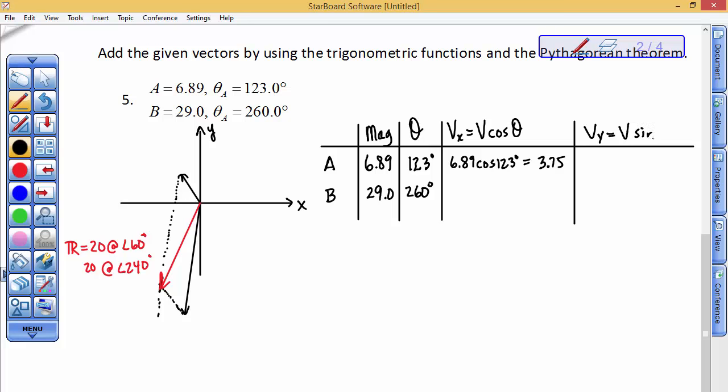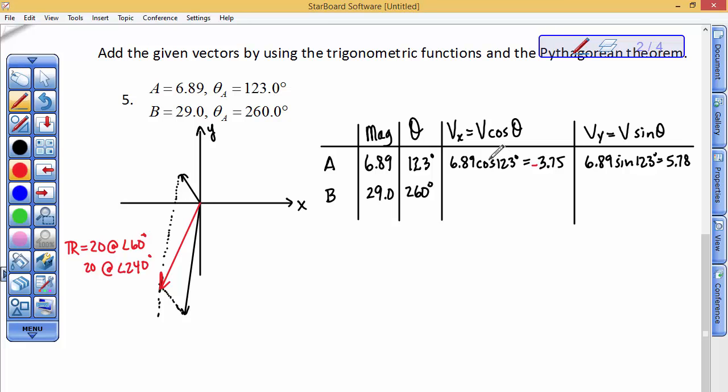To get the y component, you'll take the magnitude of the vector times the sine of the angle. So you would take 6.89 times the sine of 123 degrees and get a value of 5.78. And I apologize, looks like I forgot my negative sign right here on this 3.75. Let's go back and talk about that.